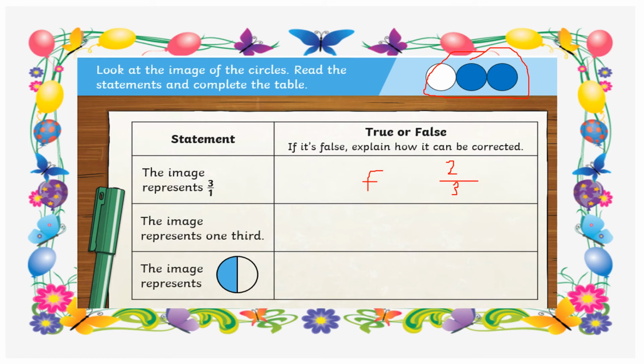What about this? Does it represent 1/3? Yes, it can also represent 1/3. Why? Because one part of it is unshaded. So our denominator is still 3, and the fraction of the shape that is unshaded is 1/3. So this is true. And it is also true that the fraction of the shape that is shaded is 2/3. Okay? Alright, let's move on. Does this image represent half? No, this is false. It does not represent half.